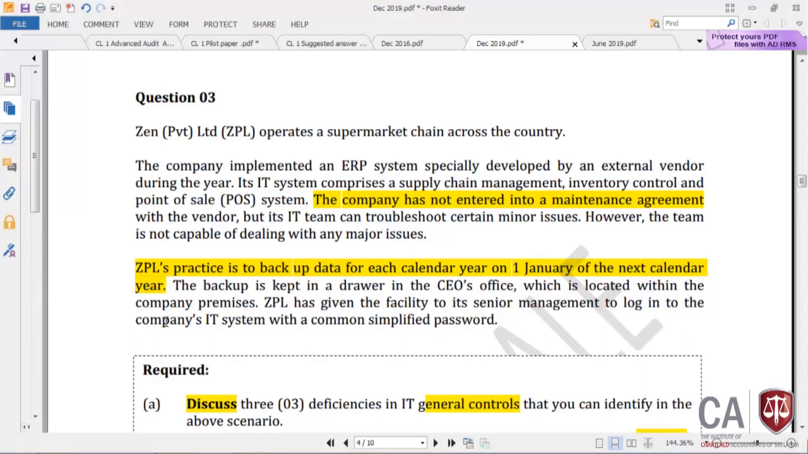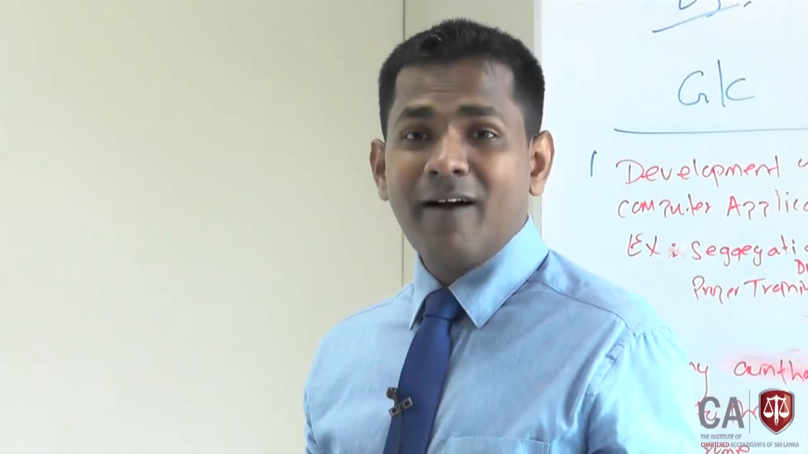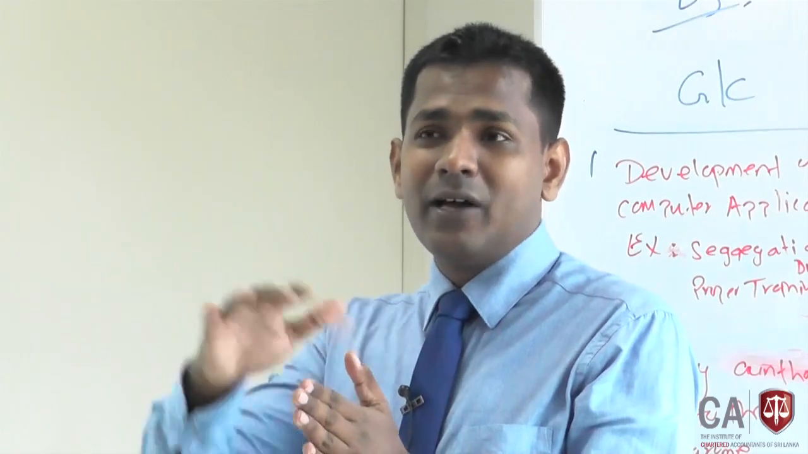We'll read the next sentence as well. The backup is kept in a drawer of the CEO's office, which is located within the company premises. Super nice. So the backup has been taken and the backup is kept in the CEO's office. If something happened to the building, finished, data also, system also finished, backup also finished. That is why most multinational companies keep the backups in a different location. I will take one example: any bank has a backup in a different location. They have the backup not only within the company premises, they have a backup in another location in Colombo.